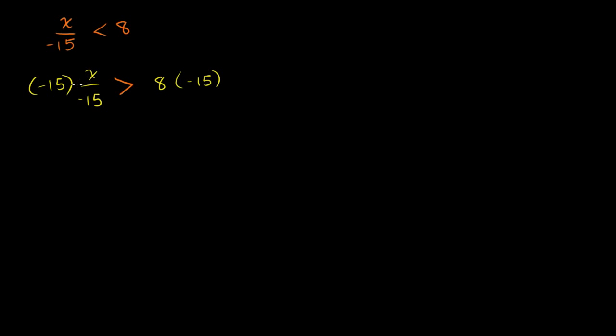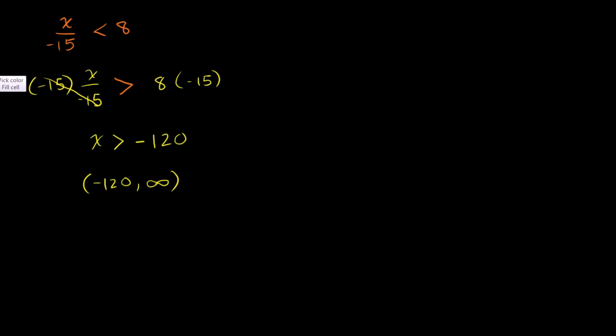Now the left-hand side just becomes an x, because these cancel out. x is greater than 8 times 15, which is 80 plus 40, is 120. So negative 120. Is that right? 80 plus 40. Yep, negative 120. Or we could write the solution set as starting at negative 120, but we're not including negative 120. We don't have an equal sign here. Going all the way up to infinity.